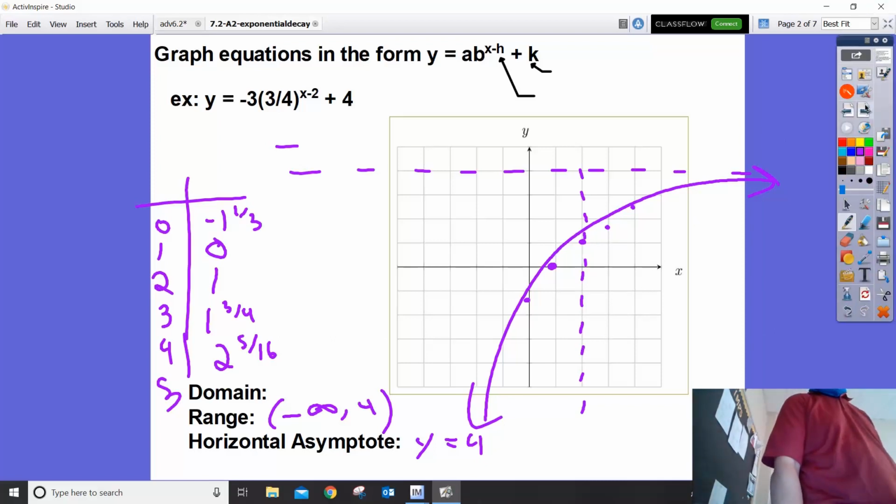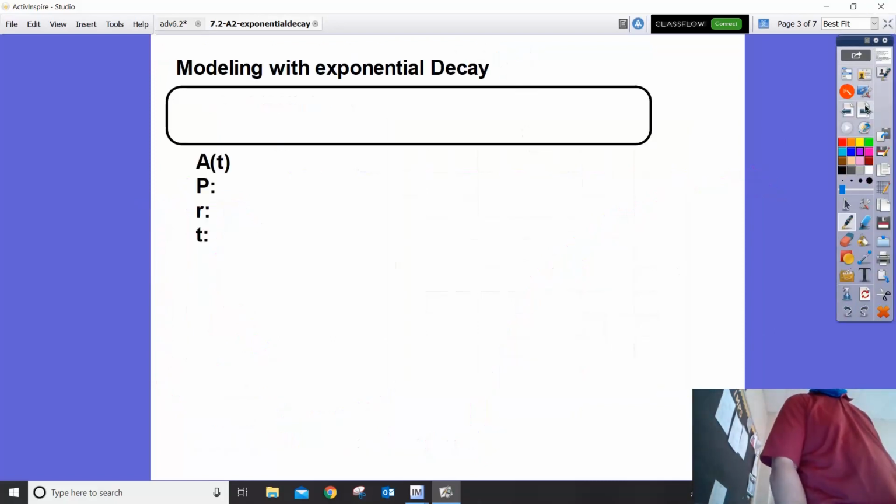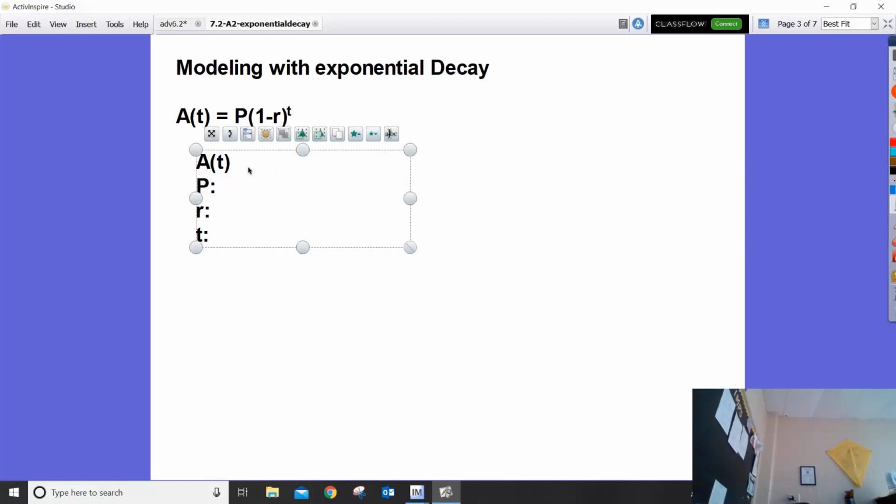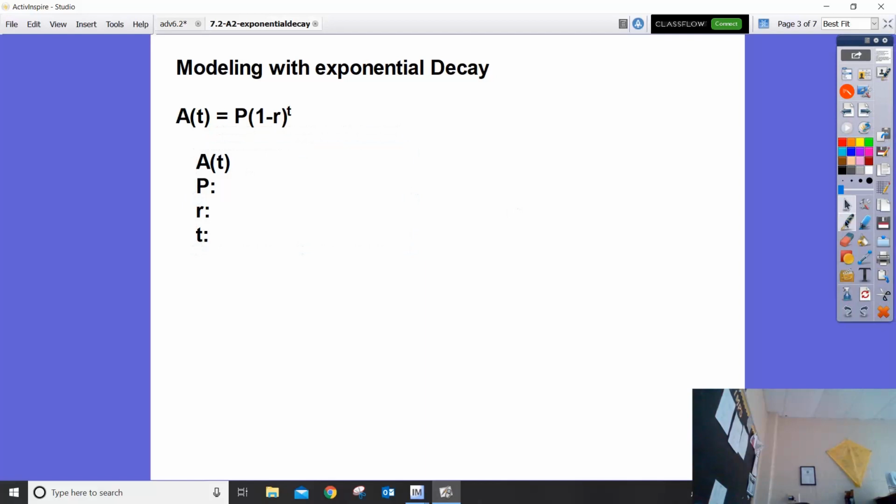11 minutes left. Negative infinity to positive infinity. You actually have this formula in your notes from yesterday. That is exponential decay. The difference is we don't add in the rate of growth, we subtract the rate of growth. A sub t is still the amount after time passes.